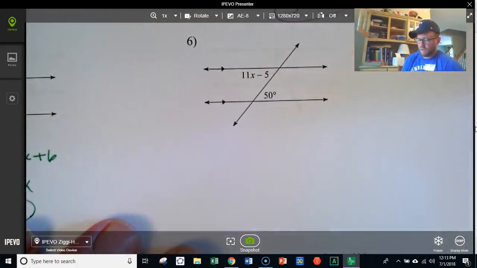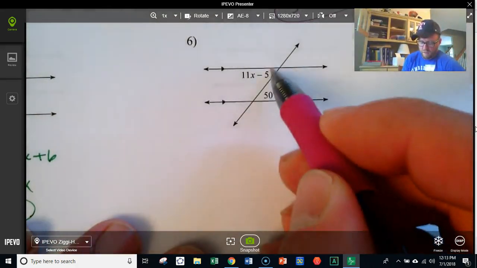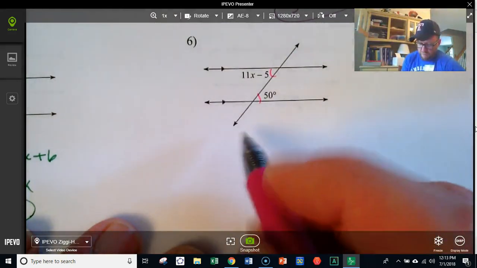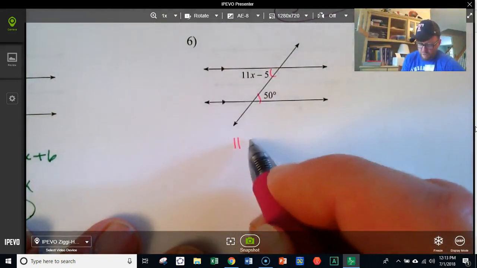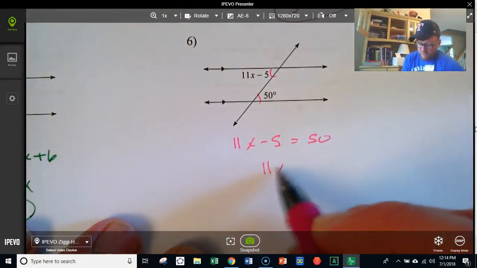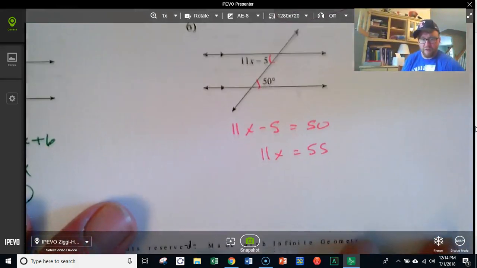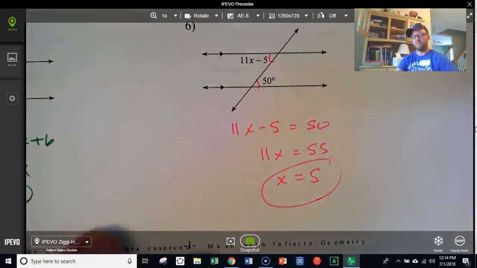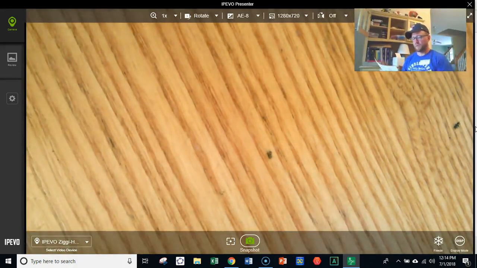Let's see, here I've got, these are alternate interior angles, so they must be congruent when the lines are parallel. So 11x minus 5 must be equal to 50. I'll add 5 to both sides, and 11x must be equal to 55. I'll divide by 11 on both sides, and x is going to be 5. Okay. Take a look at some more.